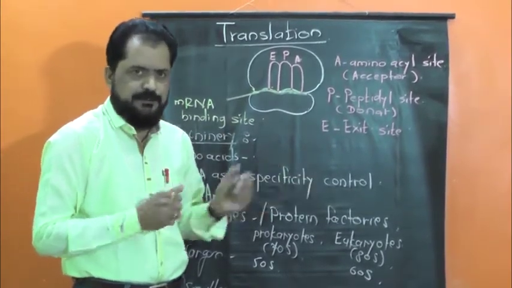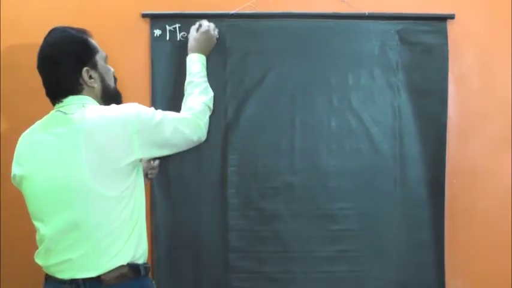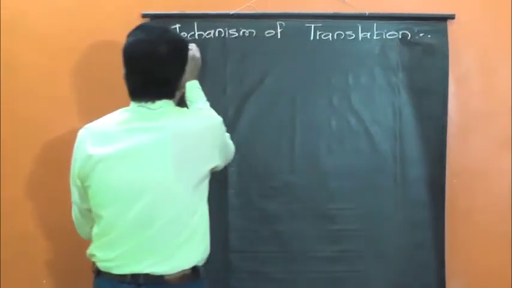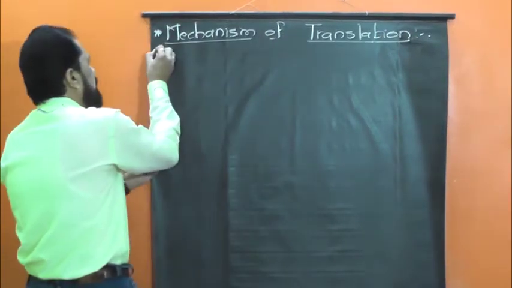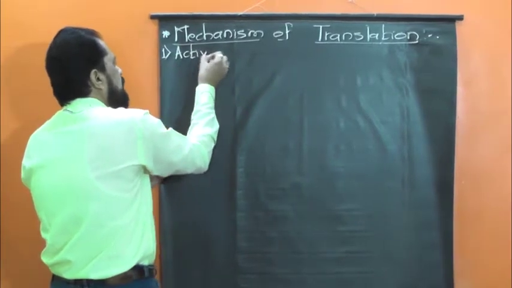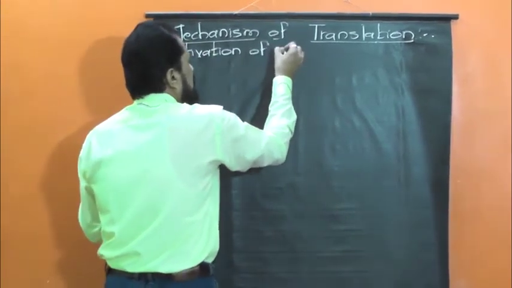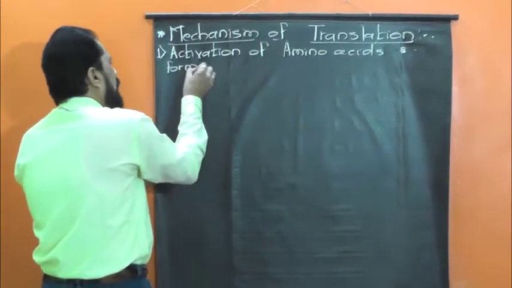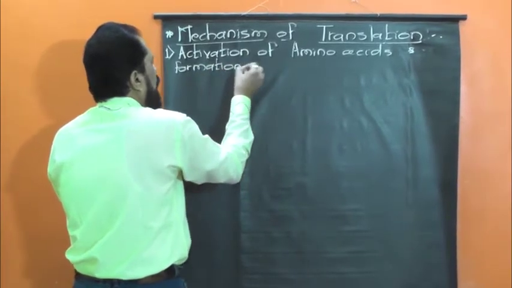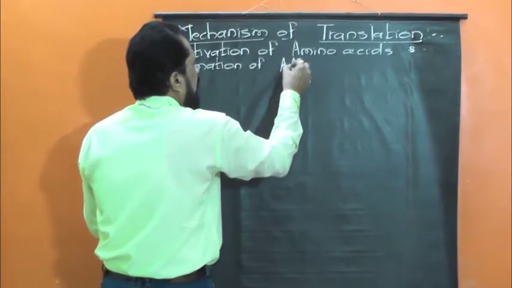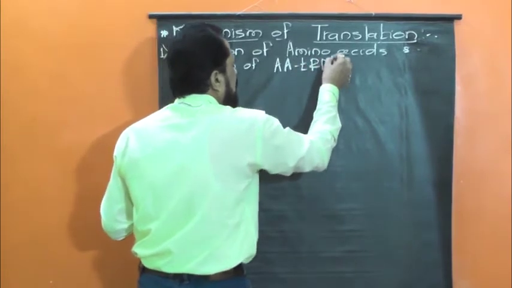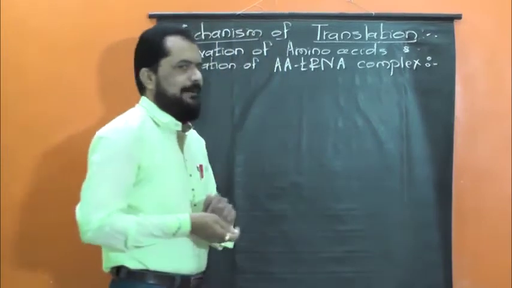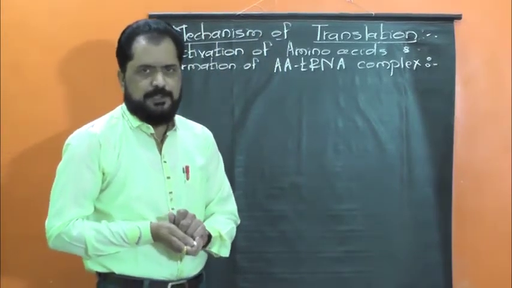So let us talk about the mechanism of translation. It involves two major steps. First, activation of amino acids and formation of AA-tRNA complex. Here AA stands for aminoacyl tRNA complex.